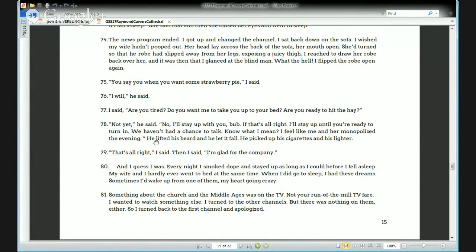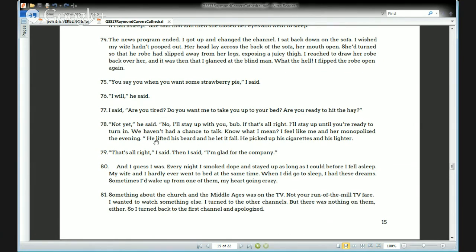We haven't had a chance to talk. Know what I mean? Yes. So Robert wanted to have a chance to talk with the protagonist of this story. Right. And I have a feeling that it's more than that, because he says, "We haven't had a chance to talk. Know what I mean? I feel like me and her monopolized the evening."